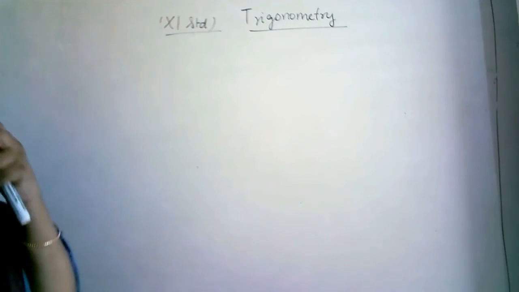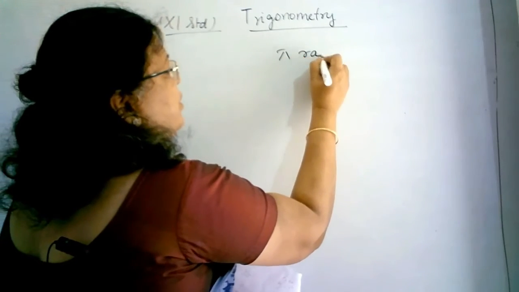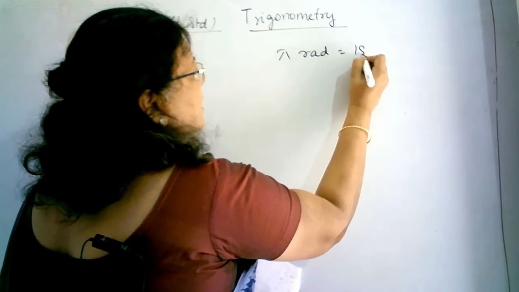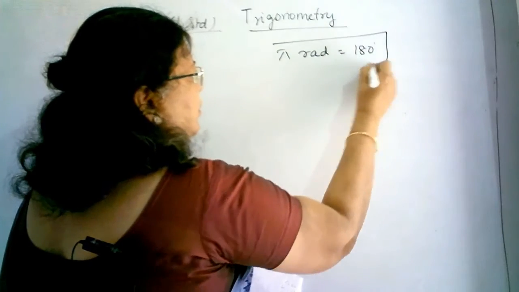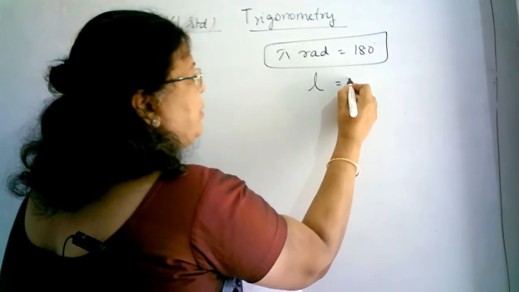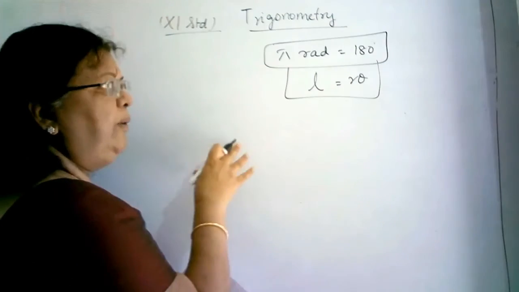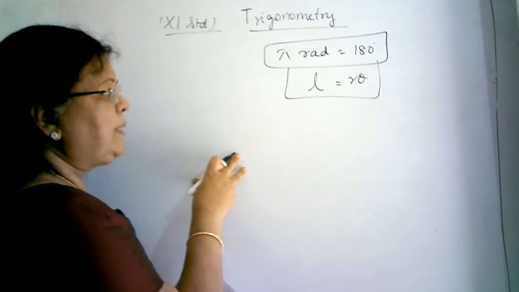So what we have seen so far is that pi radian is equal to 180 degree. We only need to remember this. And another formula we saw is L is equal to r theta. This is what we have seen so far, and we have already seen it in the lower classes also.